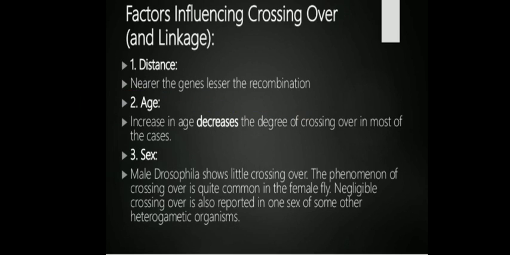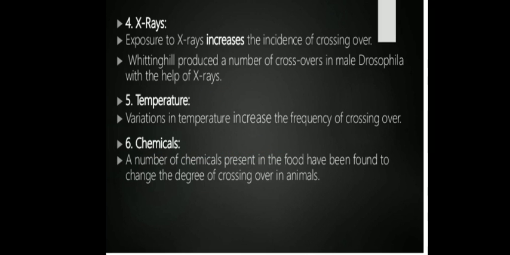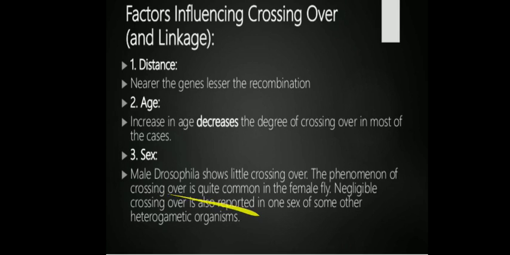Then there are different factors which influence the crossing over and the linkages. These factors include the distance between the two genes, the age of the person or the organism, the sex, x-rays or exposure to various radiations, and various physical factors like temperature, which also affect the crossing over. The most important factor is contact with different types of chemicals. Now how do these factors influence the crossing over?